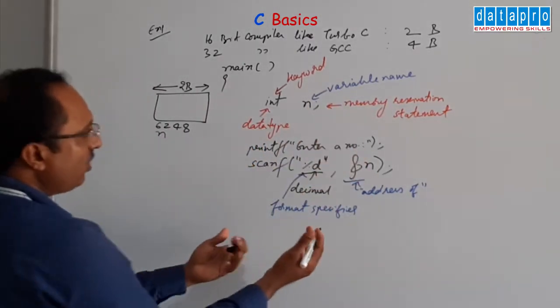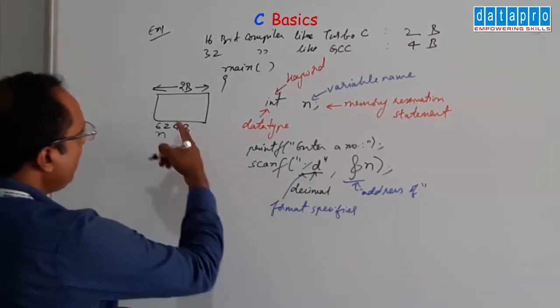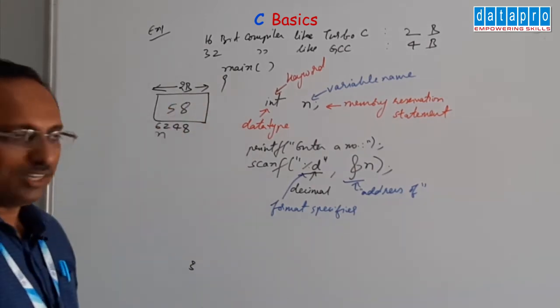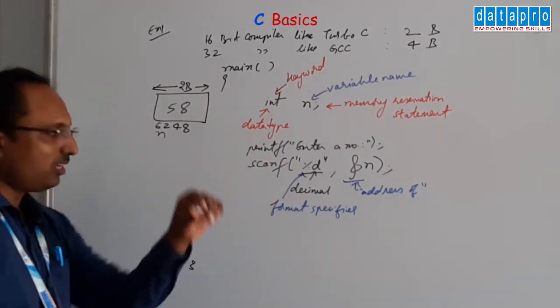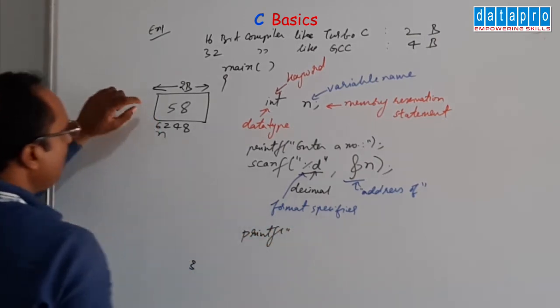Okay, then what you have to do? Just print the data for verification. So you have to print. Suppose the user entered 58, that is the input entered. What you have to do is print that as an output. So printf, you have to print n.